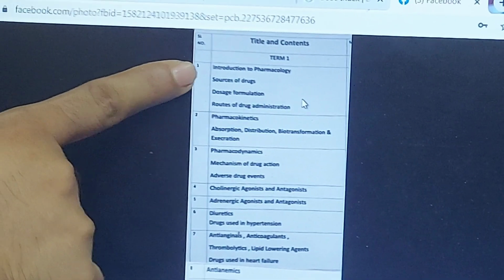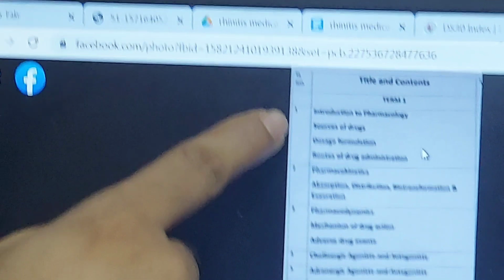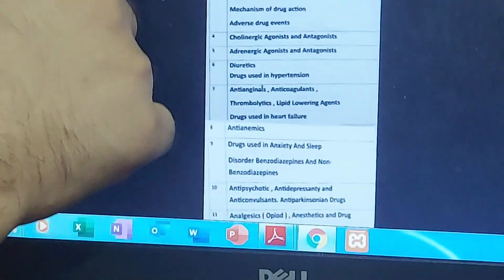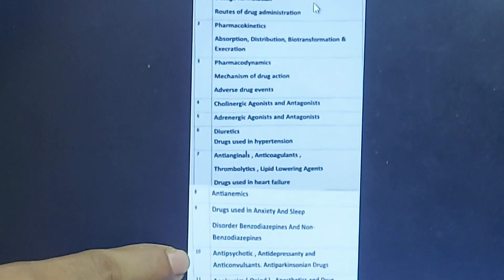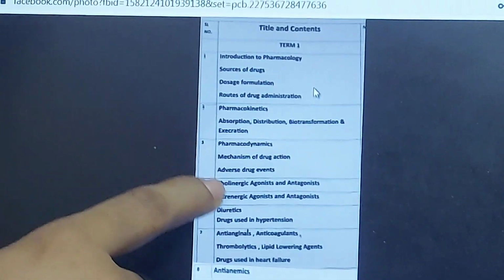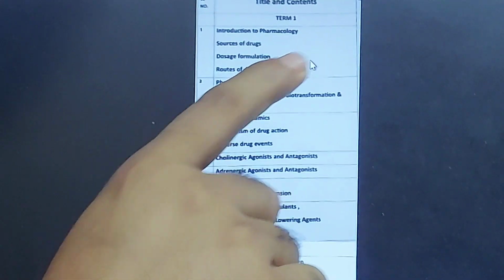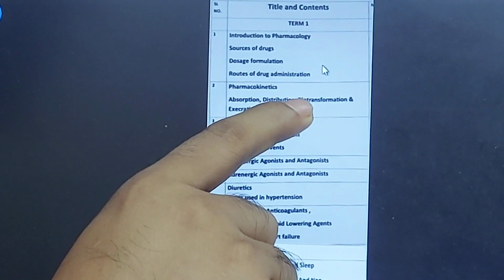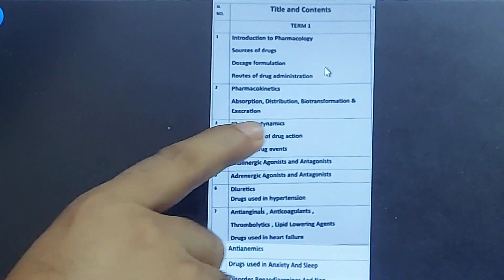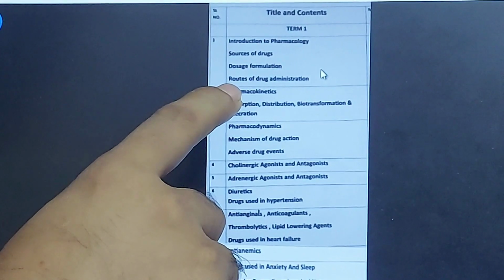Can you see it clearly? Here is the number of items, numbers 1 to 11, all the items in pharmacology. The first three items are general pharmacology. Here is the introduction of pharmacology, first item. The second item is pharmacokinetics, and the third is pharmacodynamics. This is the general pharmacology.